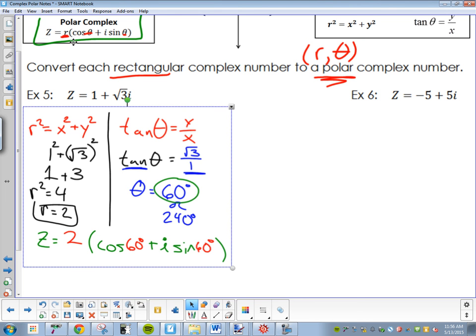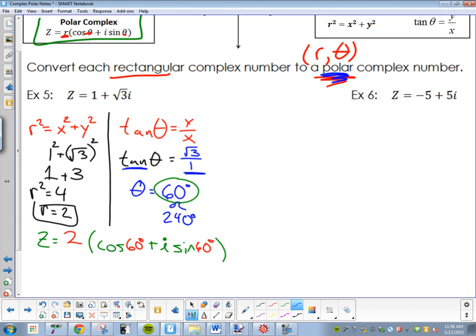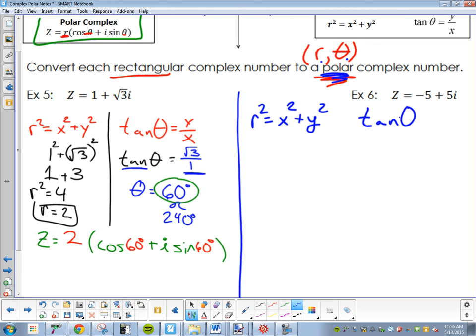So example 6, we're still converting to polar form, so I'm trying to get r and theta. To get r, I'm using my r formula: r squared equals x squared plus y squared. To find theta, I'm using tangent of theta equals y over x. All right, so let's set it up and solve it.